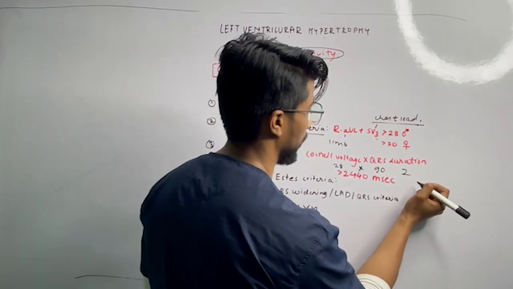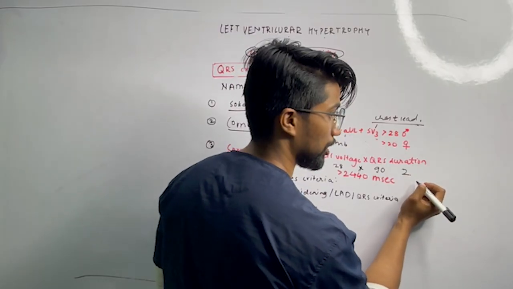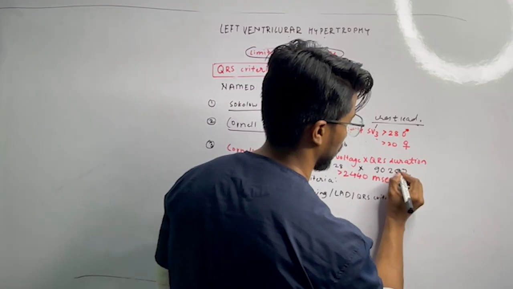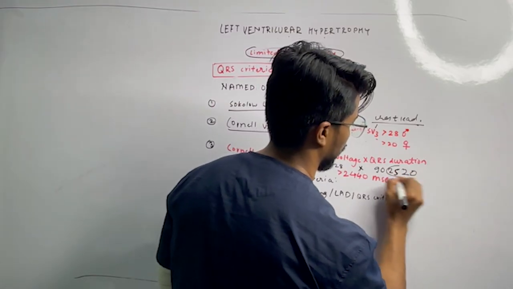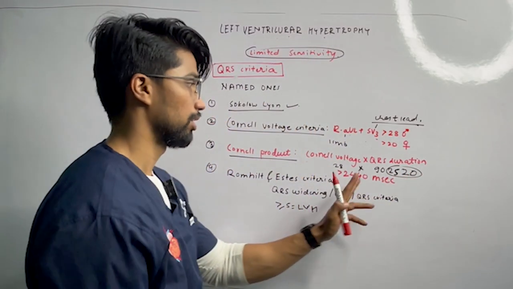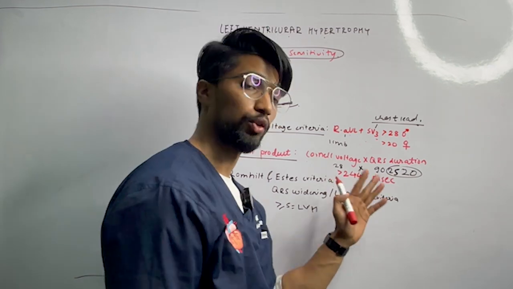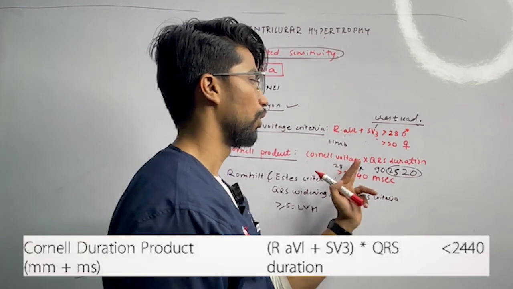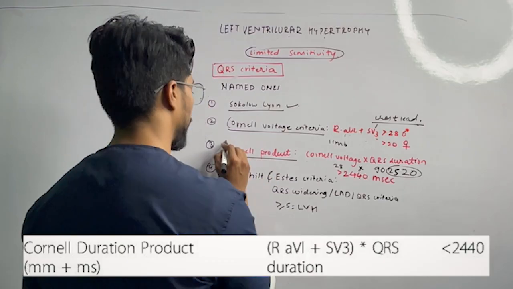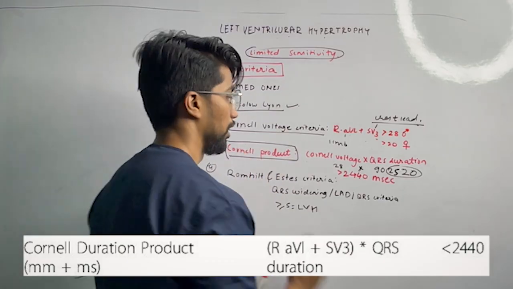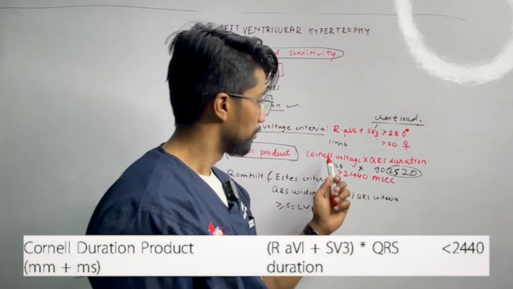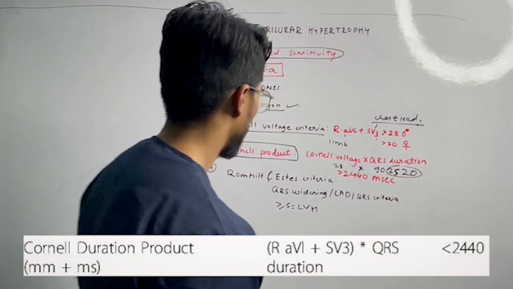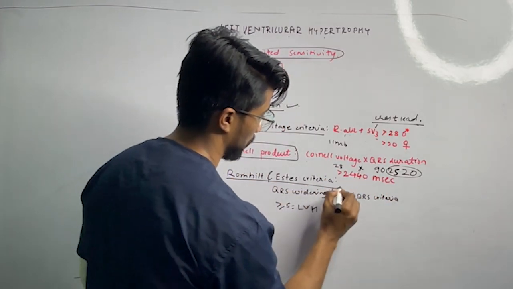my maths is very weak. It's going to be 280 minus 28, so 152 or 252 or something. Not sure if that's correct, but it's definitely more than 2440 milliseconds, and that's when you get the Cornell voltage criteria, which is finally called the Cornell product, where it is a multiplication factor between Cornell voltage and the QRS duration. Now let's move on to the last and the least famous one.